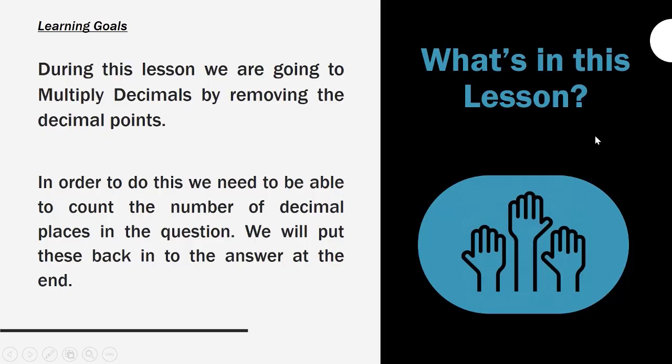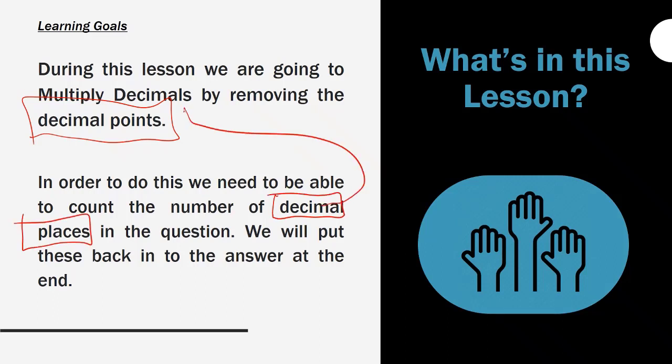So during this lesson, we're going to multiply decimals by removing the decimal points, okay? And I want you to think of this word here, decimal points. Try to picture what a decimal point looks like in your mind. In order to do this, we need to be able to count the number of decimal places, okay? Now I want you to think of what decimal places are and the difference between decimal places and decimal points. We will put these back into the answer at the end, okay?